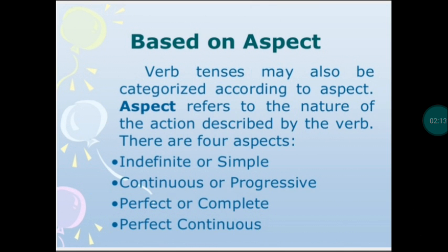The second thing is, it is based on aspect. Verb tenses may also be categorized according to the aspect. Now, aspect refers to the nature of the action described by the verb, and there are four different aspects of each. First is indefinite or simple. The second one is continuous or progressive. In some books they call it continuous, in some books they call it progressive. Then we also have perfect or complete tense, and then we have the perfect continuous tense.